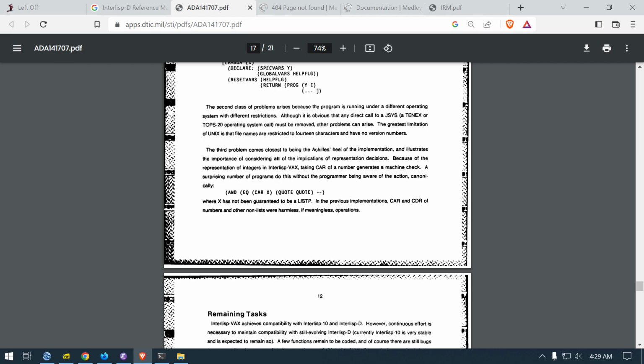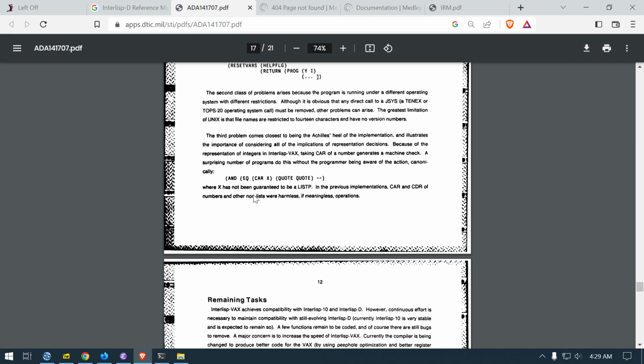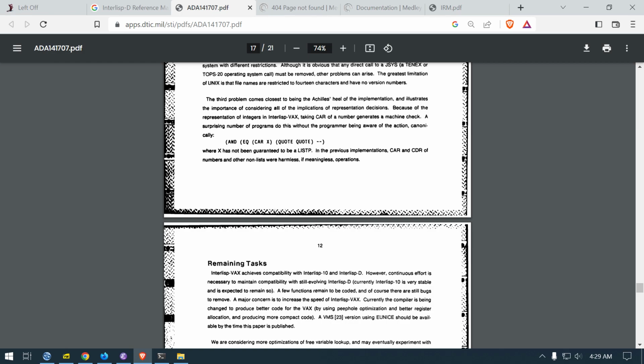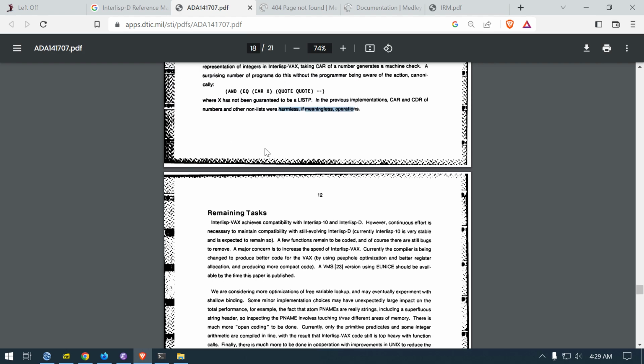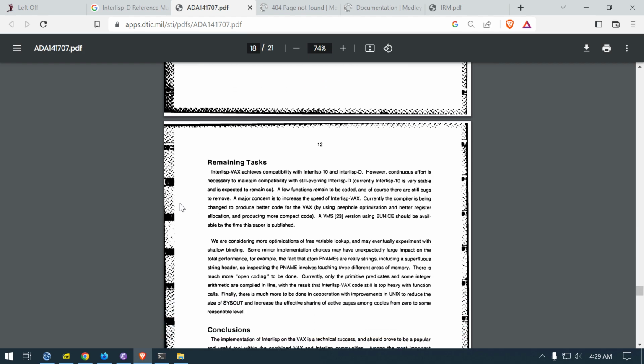And I guess you're not really aware of it. So if you do something like this and it checks the car of X, and X isn't guaranteed to be a list, then a lot of the other implementations, if you try to take the car of a number or something that's not a list, I guess it just ignored it. Maybe it didn't give an error, and so it doesn't mean anything. But I think the way they implemented it, it does mean something. And so that ran into some difficulty.